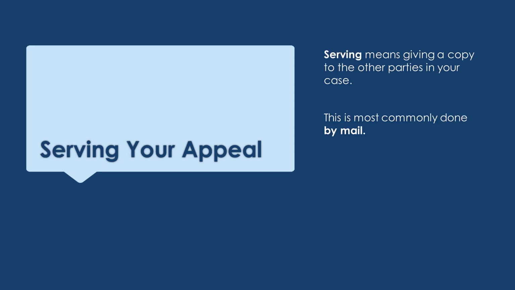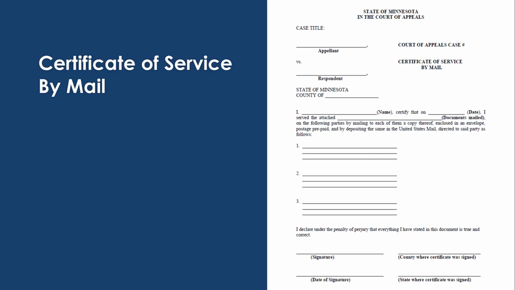You also need to serve the other parties by your deadline, or your appeal will be considered late. Service is simply making sure that the other parties in the case receive a copy of whatever you file with the court. The most common way people representing themselves serve documents is by mail. You will need to serve the other party in the case with the Notice of Appeal, Statement of the Case, and a copy of the decision you are appealing. You also need to send the Notice of Appeal to the district court. You will need to give the Court of Appeals proof you did this.